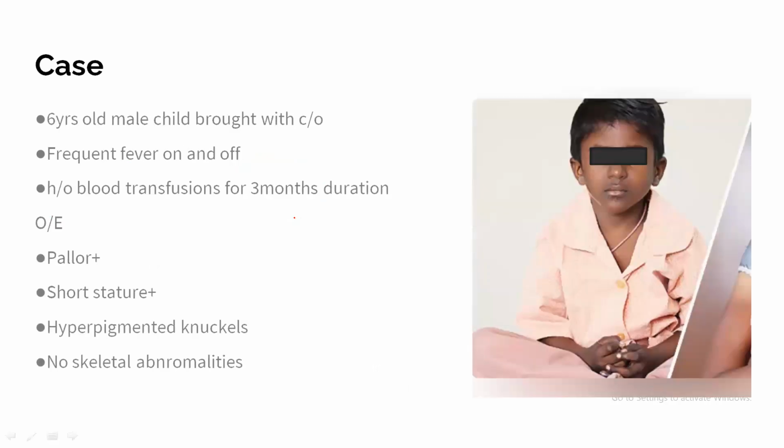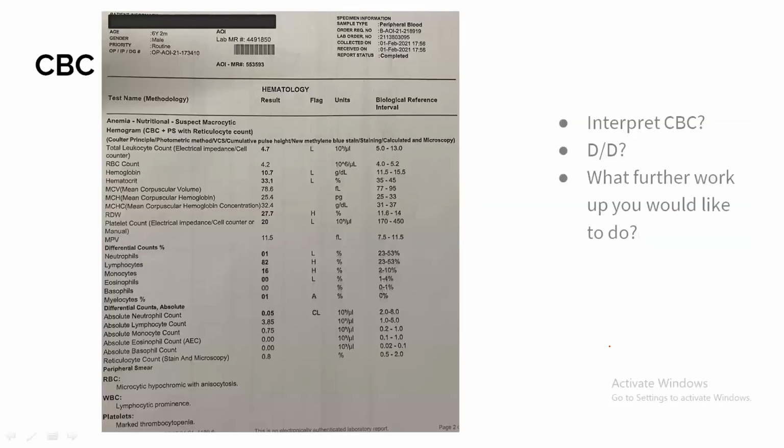This is a 6-year-old male child with frequent fever on and off, history of blood transfusions for 3 months duration. He had pallor, short stature, hyperpigmented knuckles, and no skeletal abnormalities. Why I like sharing this case is, don't look at only one parameter. WBC count 4,700, hemoglobin 10.7, platelet count 20,000. If you just see the WBC count, he has a normal WBC count, but platelet counts are fairly low. Hemoglobin 10.7, in clinical practice we take it as low normal.